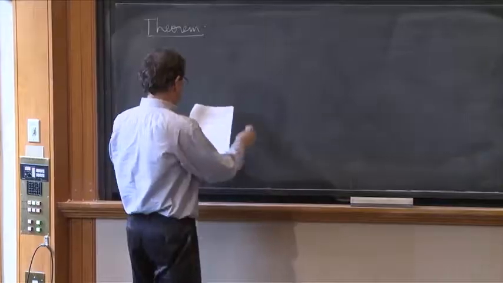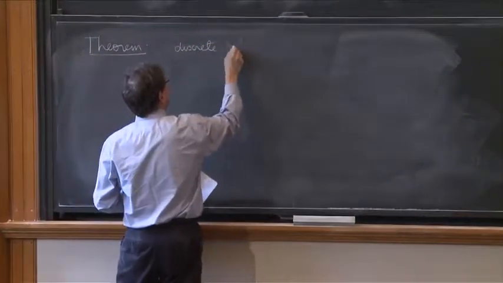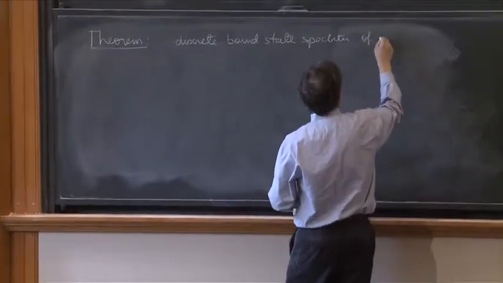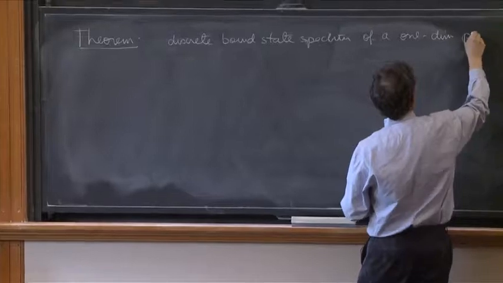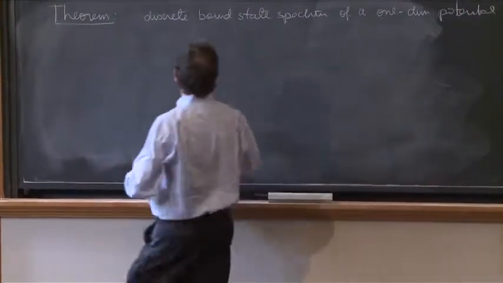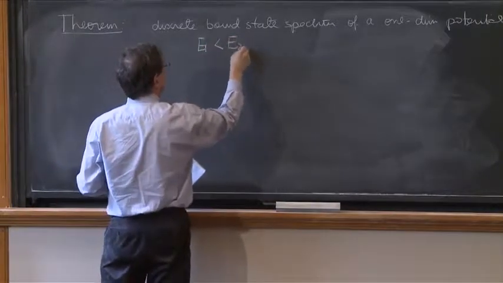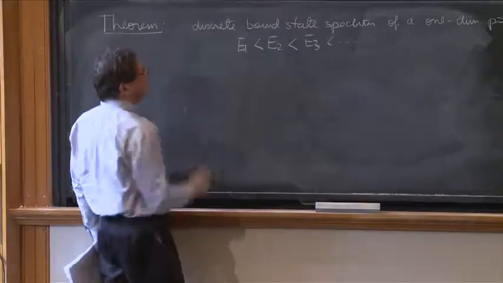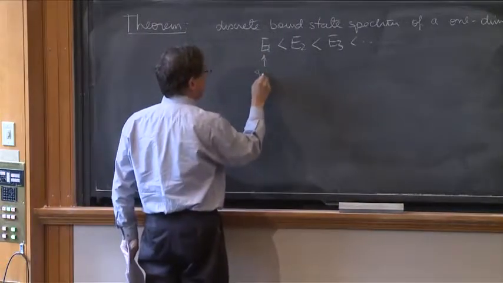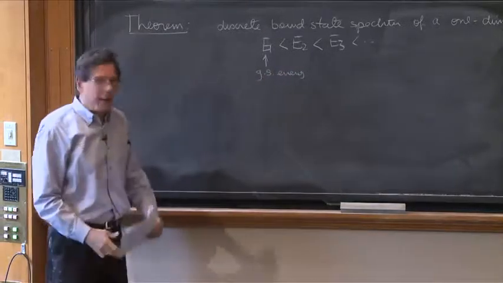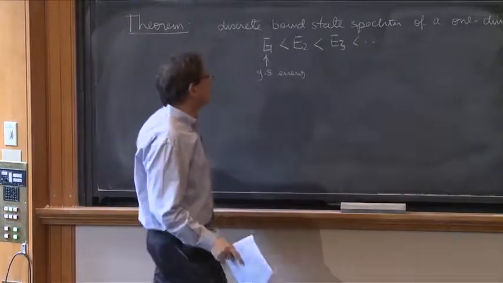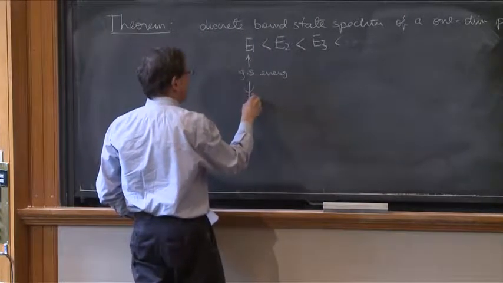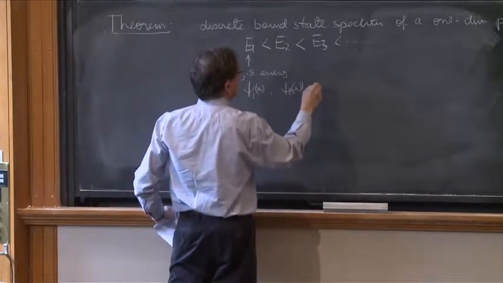So if you have the discrete bound state spectrum of a one-dimensional potential, and you list the energies, E1 less than E2 less than E3, like that. E1 is the ground state energy. Remember, this spectrum is discrete, so this is less than E2, less than E3, and it goes on like that. Then you have associated wave functions, energy eigenstates, psi1 of x, psi2 of x, psi3 of x.